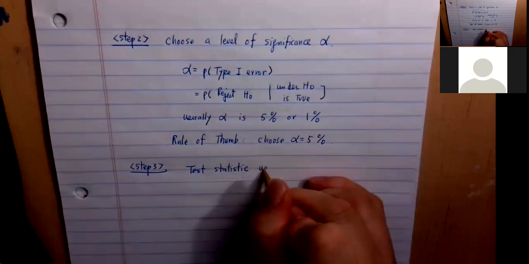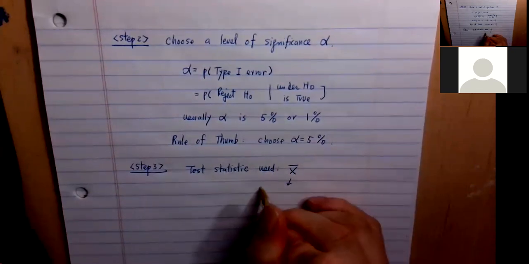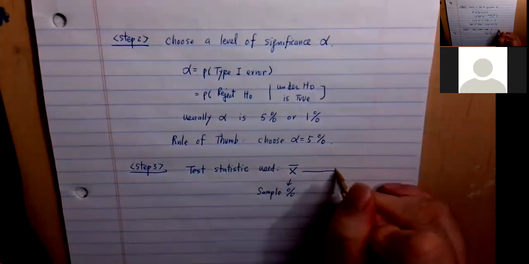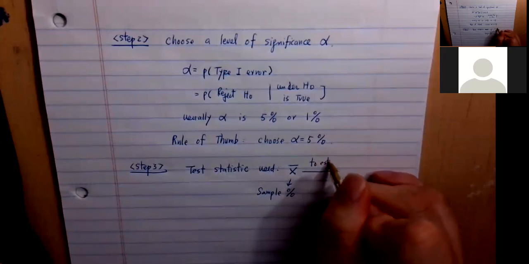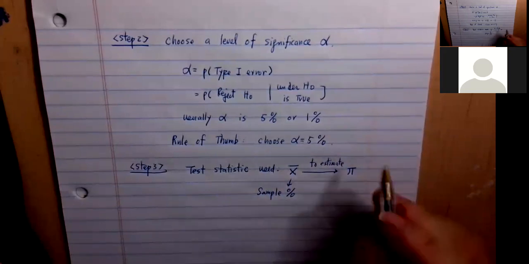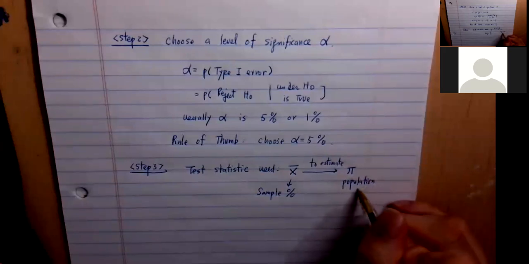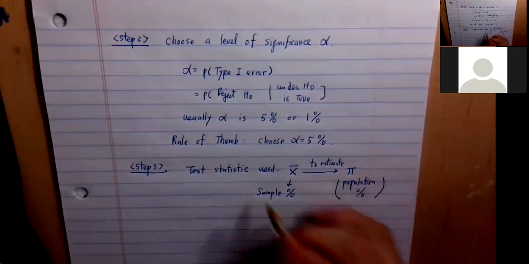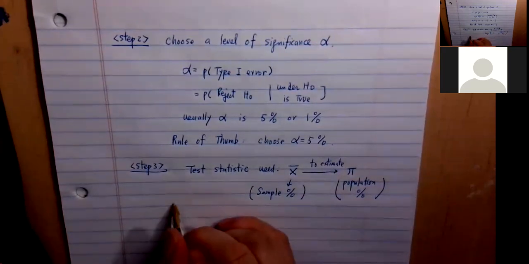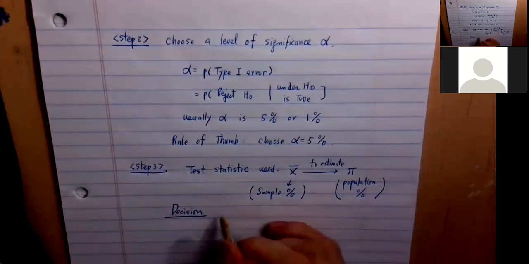Test statistic used. We use X bar. X bar is the sample percentage. We use the sample percentage to estimate pi, the population percentage. And our decision, for the claim that the class level for goods and services is increasing, is to reject H0.